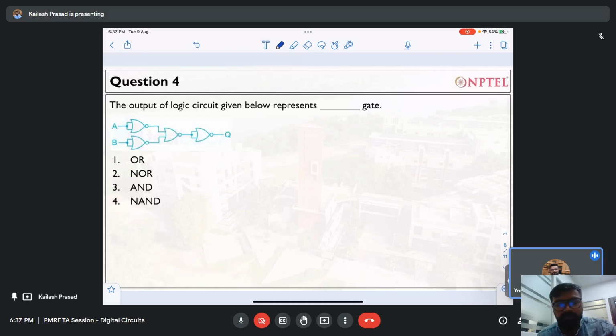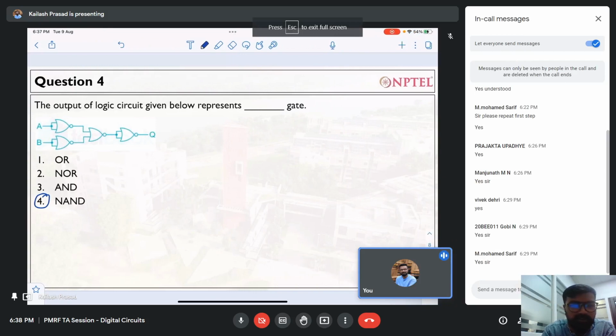NAND gate. Okay, I got an answer that it will be NAND. It's NAND. Okay, two answers of NAND. Others, please write in the chat. I want to see that. Okay, what are you thinking? Two people have said that it's a NAND gate. What about others? Please write in chat whatever you feel. Okay, somebody has said that it is an AND gate.